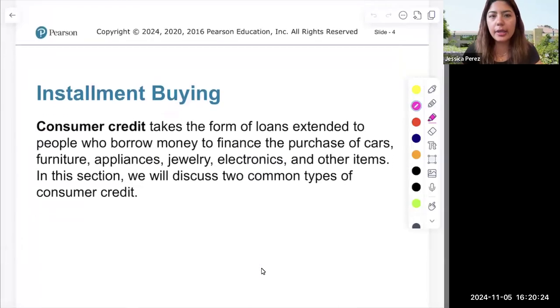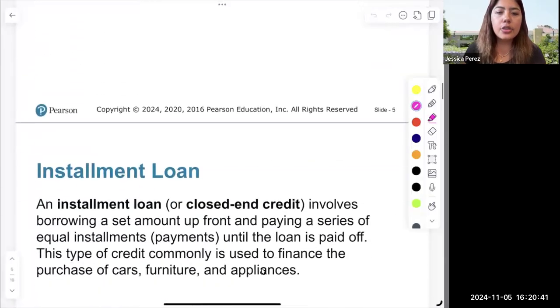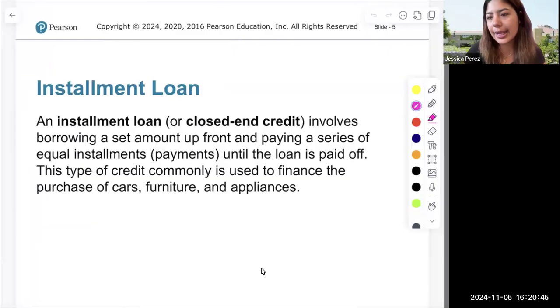So installment buying, when you have consumer credit, takes the form of loans extended to people who borrow money to finance the purchase of cars, furniture, appliances, jewelry, electronics, and other items. So in this section, we will discuss two common types of consumer credit. So let's look at that. The first one is called an installment loan or a closed-end credit.